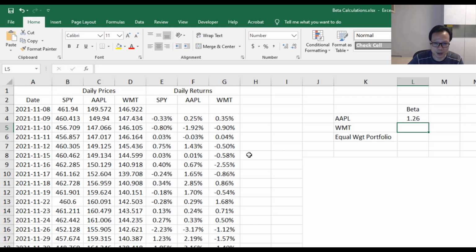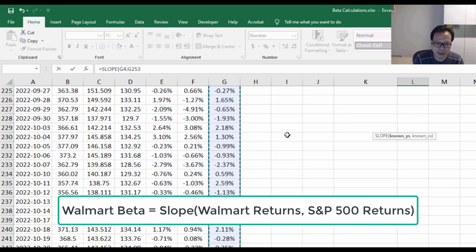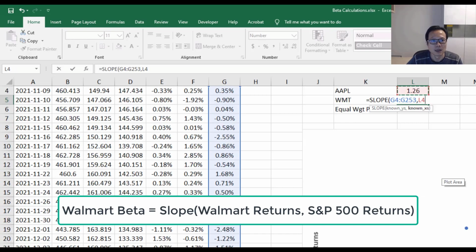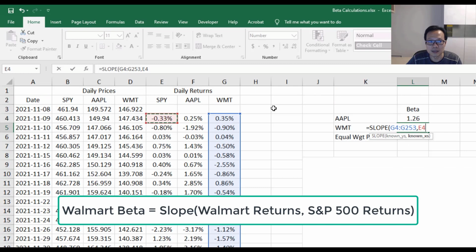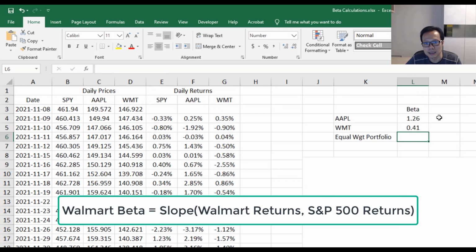Now, what about Walmart? Let's do it for Walmart as well. Set in the formula equals to slope, open bracket, supply it with Walmart's daily return series, which is over here. Select the entire series. Then after that, select SPY's return series. This is what we're doing: we're basically regressing Walmart's return against SPY's return. Hit enter, and this gives you a beta of 0.41.